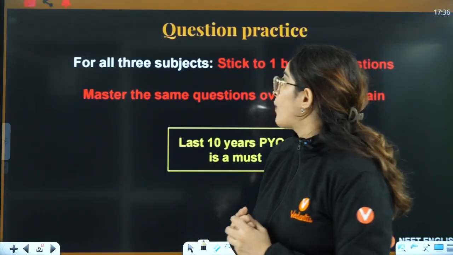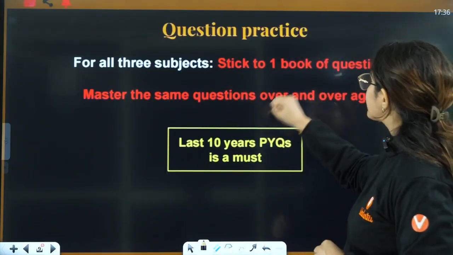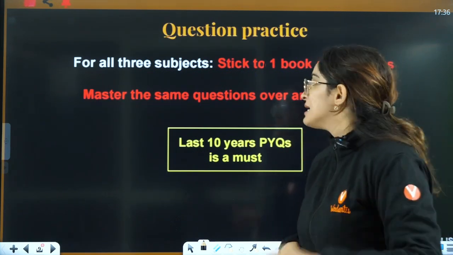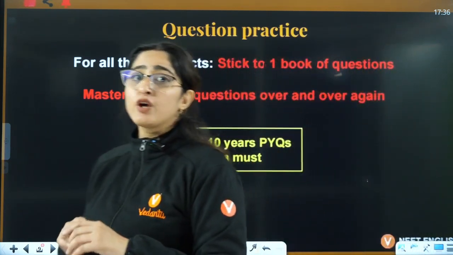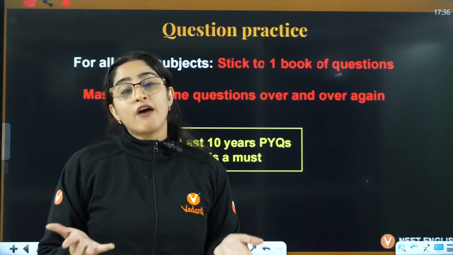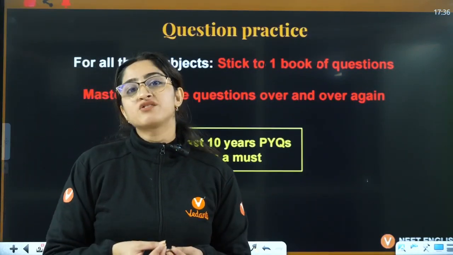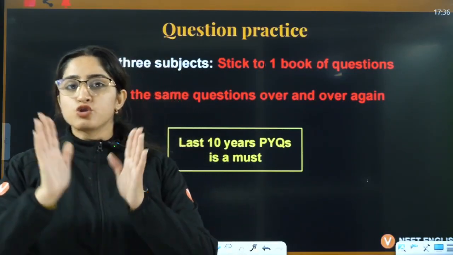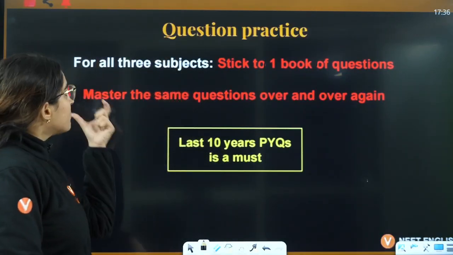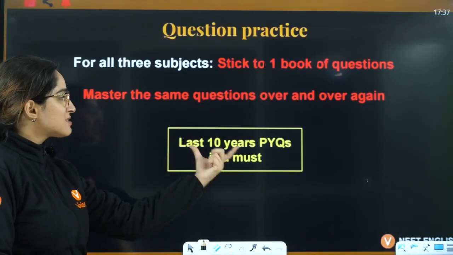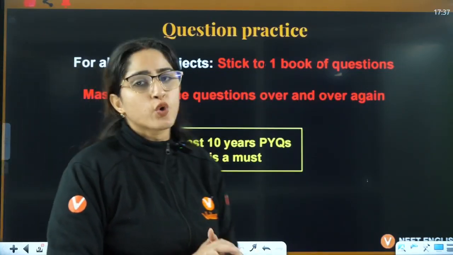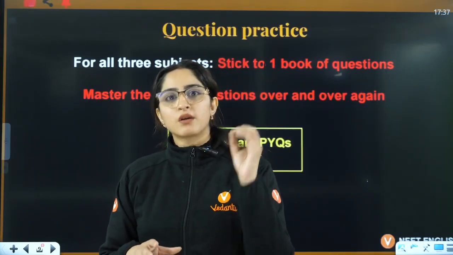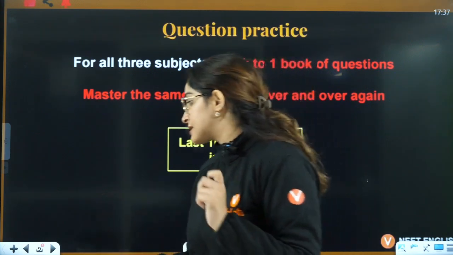Now let's talk about question practice. So for all these three subjects, stick to only one book here, only one book, right? And you should have a very good test series here, right? If you don't have a test series, then focus on the previous year questions that you should have, right? At least past 10 years, 15 years previous year questions you should be aligned with, right? Then master the same questions over and over again. Last 10 previous year questions is a must. I would advise you to do JEE Mains previous year questions of the last 1 or 2 years as well. That will really help you because the conducting agency is the same, right?